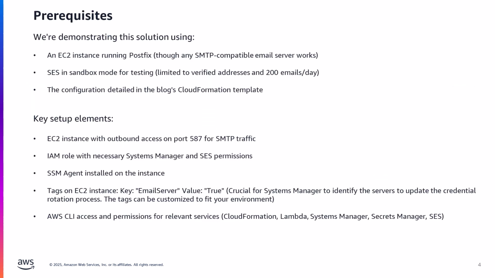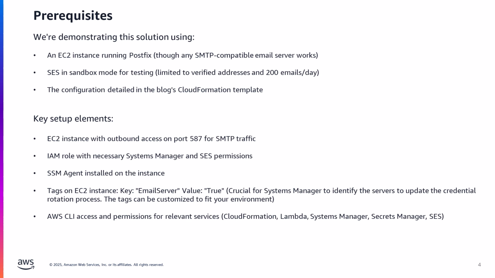For our demonstration, we are using an EC2 instance running Postfix, though any SMTP compatible email server would work. We are operating within the SES sandbox mode, which is perfect for testing, but in the sandbox mode you can send only to verified email identities and are capped at 200 emails per day. Our setup follows the configuration outlined in this blog's CloudFormation template.